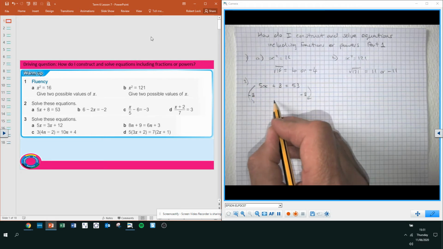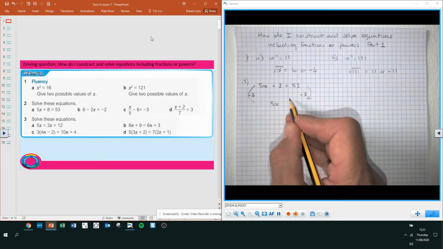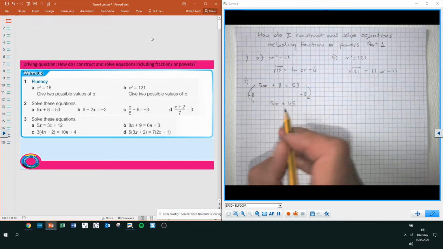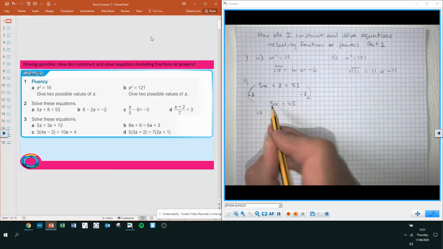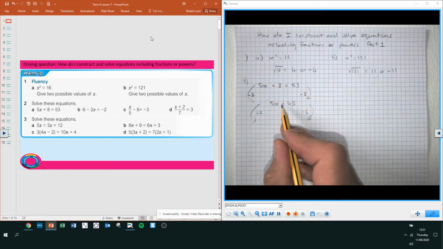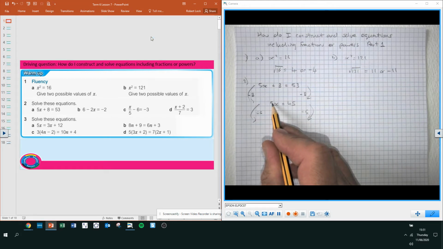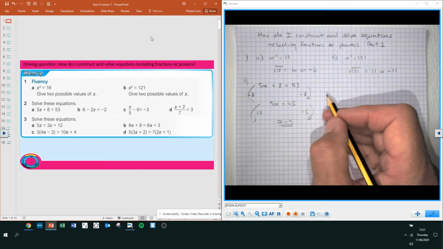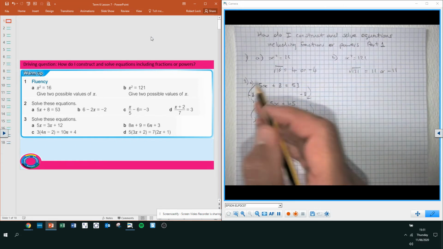8 take away 8 is nothing, so we end up with 5x on its own. 53 take away 8 equals 45. Then we divide both sides by 5. So 5x divided by 5, we end up with just x on its own. 45 divided by 5 is 9. So the first one there, 2a, is 9.